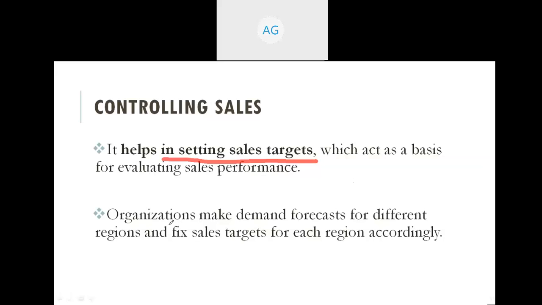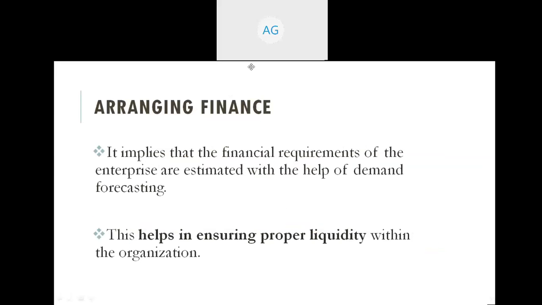or not. So basically, the organization makes demand forecasts for different regions and fixes the sales target for each region accordingly. And based on the different regions, the target can be different. So the third factor is controlling sales. Now moving to the next slide, and this is the last factor for short term analysis.